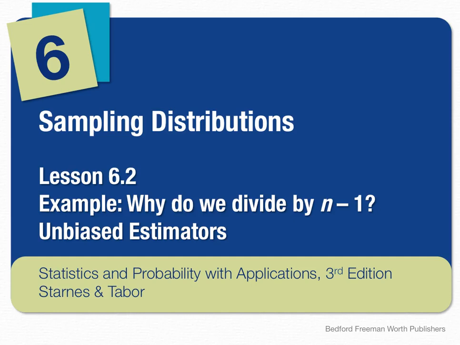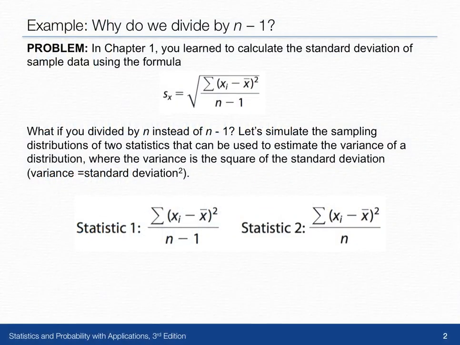In the lesson 6.2 example, why do we divide by n minus 1, we'll review the concept of an unbiased estimator. In chapter 1, we learned how to calculate the standard deviation of sample data. We were given the formula S sub x equals the square root of the sum of each x minus the average x value squared divided by n minus 1.